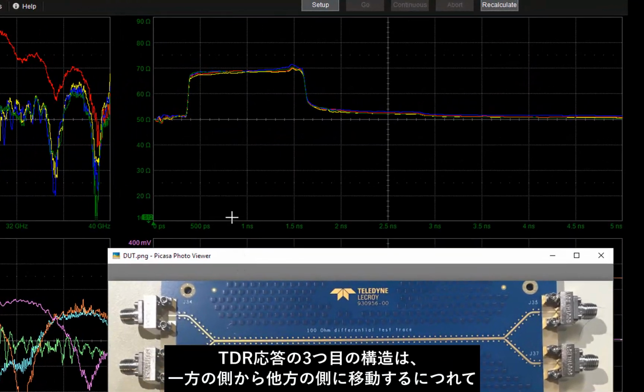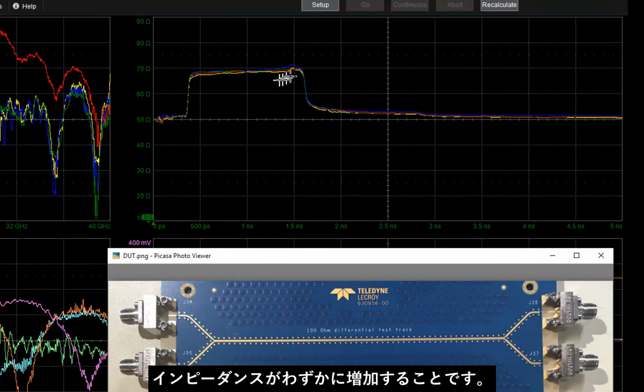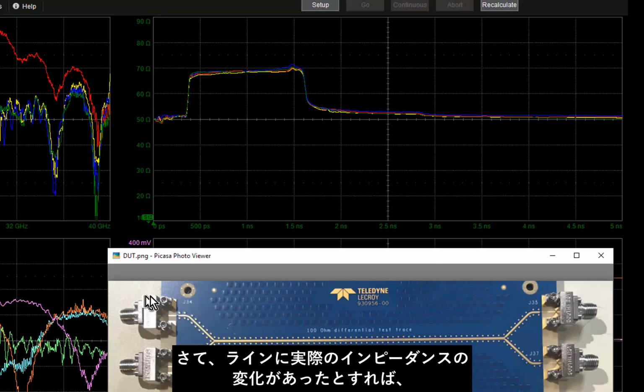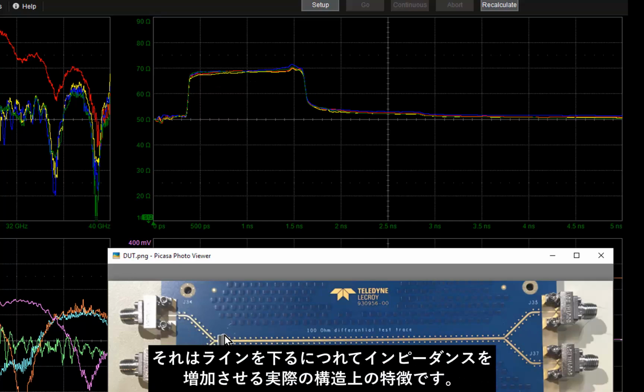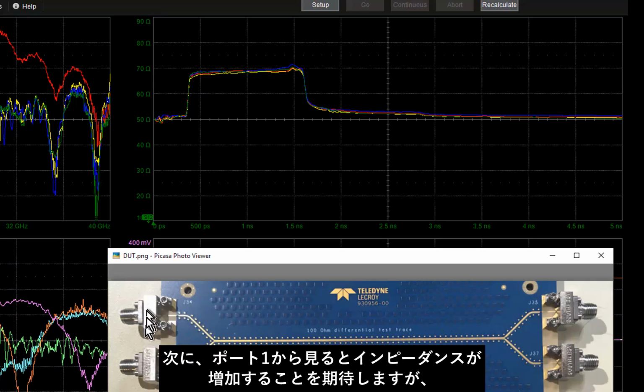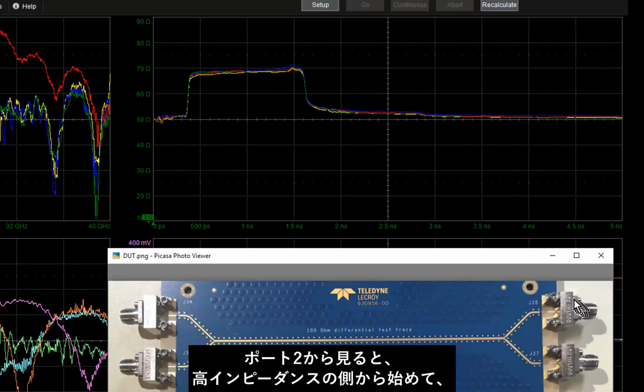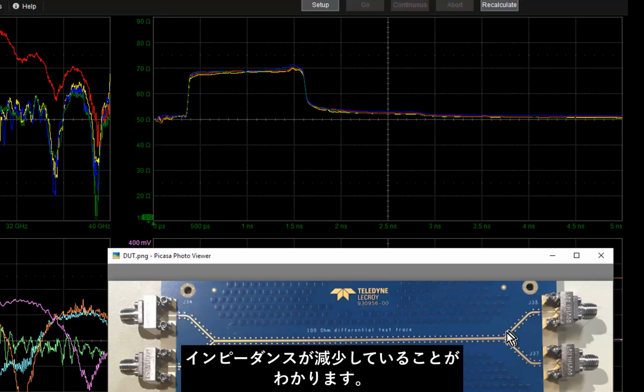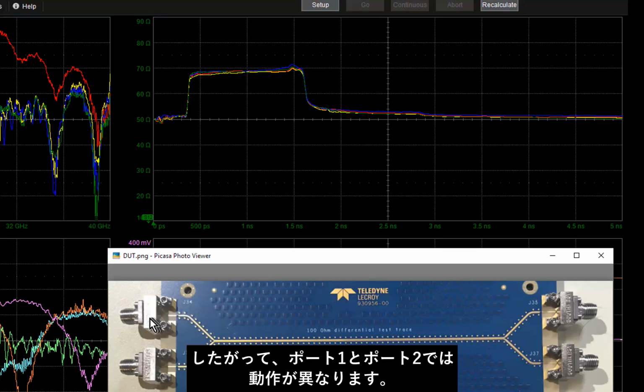The third structure that I see in the TDR response is a slight increase in the impedance as we go from one side to the other. Now, if there was a real impedance change in the line, that is a real structural feature that caused the impedance to increase as we go down the line, then I would expect when I look from port 1, I'd see the impedance increasing. But when I look from port 2, I'm starting on the high impedance side, I'm going to see the impedance decreasing. And so we would see a different behavior looking in port 1 than port 2.